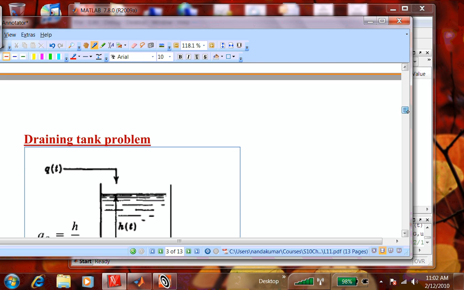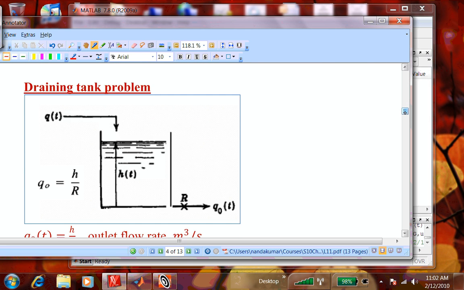Now, one more example. This is also an example that we have seen. This example is not practically realizable, and I would like you to question why it is. But what I'm telling you is, you have a tank, and you have a flow rate that is changing with time now. In the previous case, the mass flow rate was constant. Now the flow rate is changing with time. And the outlet flow rate is changing in this particular fashion.